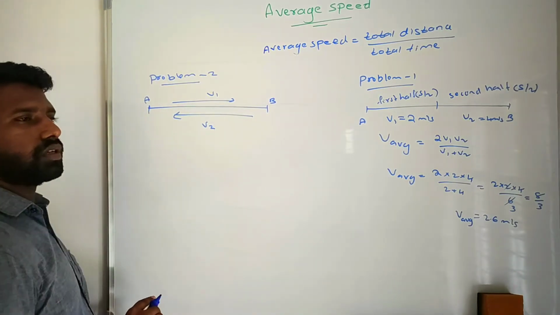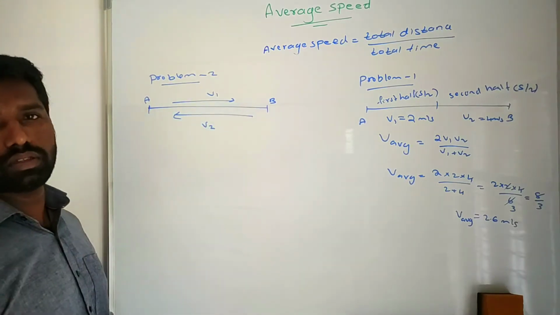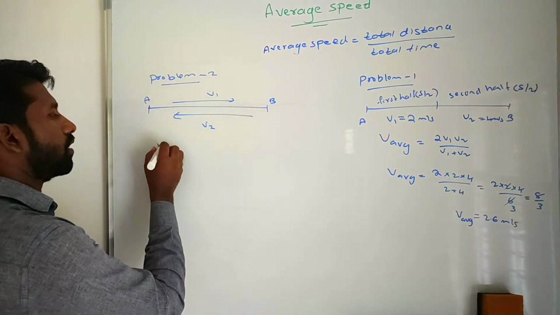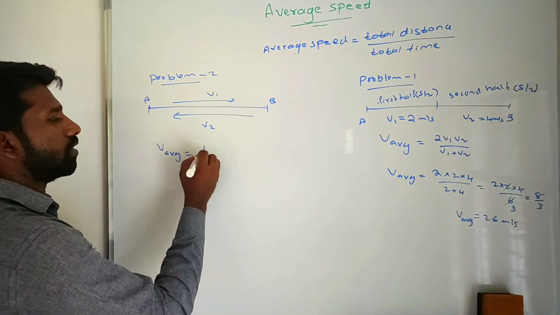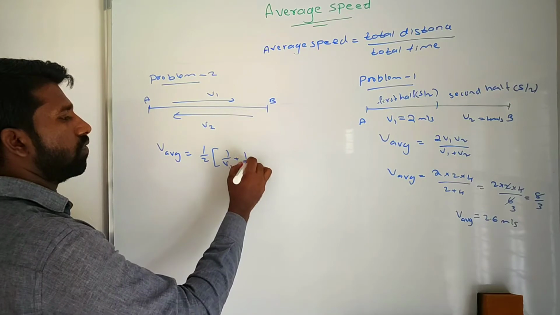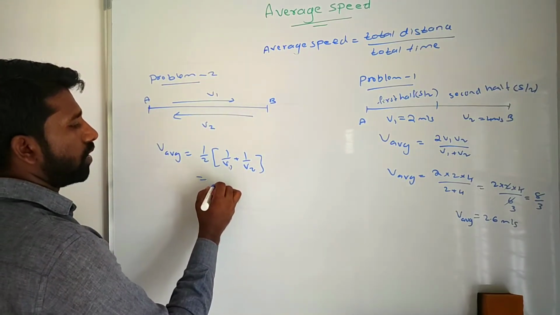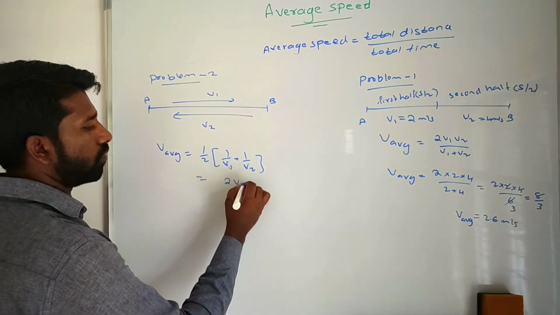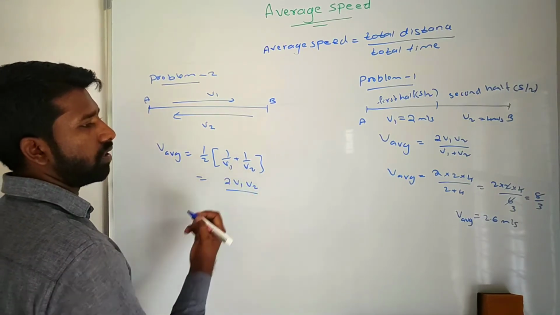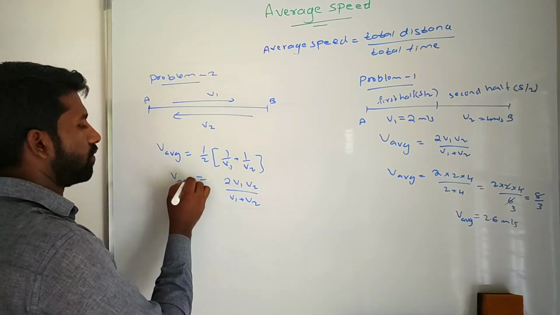So here also you see that A to B the distance is s. On the return also the distance is s. So we can easily calculate V average is equal to 1 by 2 into (1 by V1 plus 1 by V2). We already know this formula: V average is equal to 2 V1 V2 divided by V1 plus V2.